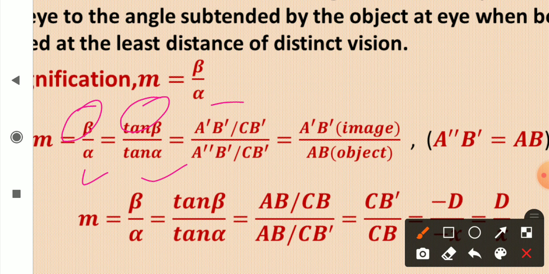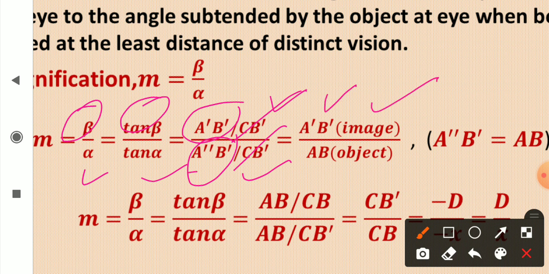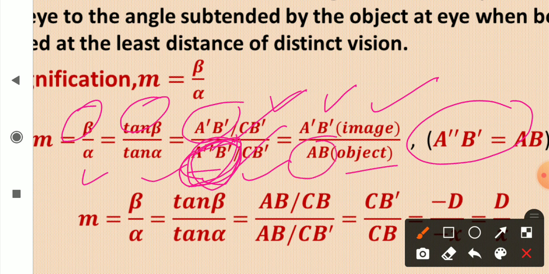Tan beta is image A dash B dash upon CB dash. Tan alpha is A double dash B dash upon CB dash. CB dash cancelled. So you are left with numerators A dash B dash, which is image, and A double dash B dash, which you have constructed, and this is equal to AB. So in place of this I can write AB, which is object, and you know that size of image upon size of object is magnification.